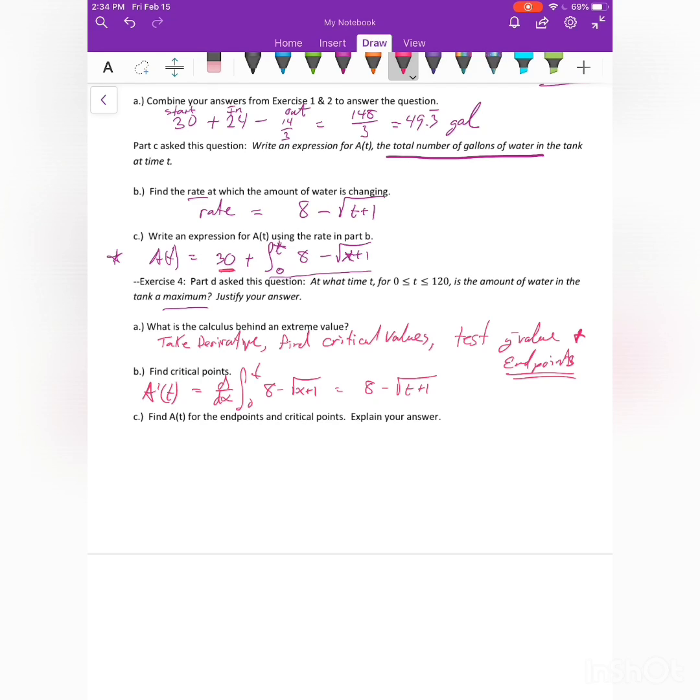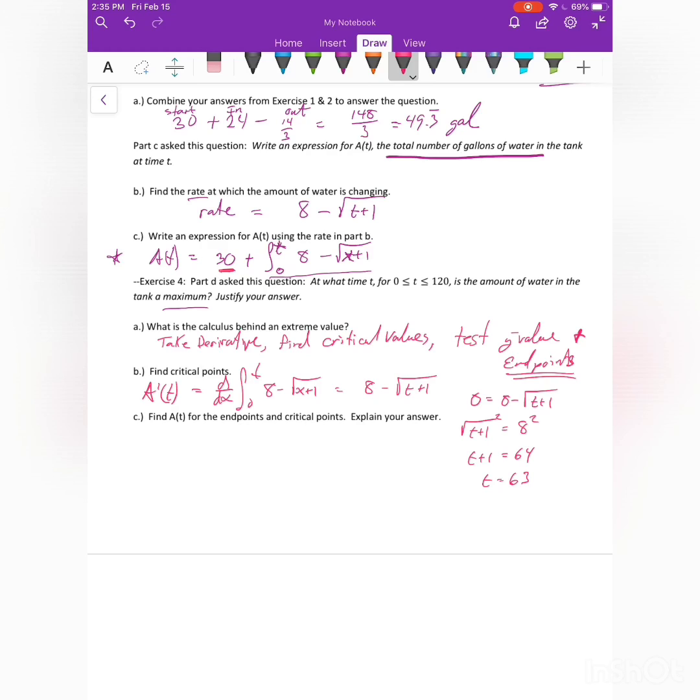So now we want to set, first of all, that'll never be undefined, right? So that's one thing. But will it ever equal 0? So 0 equals 8 minus the square root of t plus 1. I might add, over that t plus 1, to square both sides, and then subtract 1. So it appears at 63 we have a critical value. So that would be our critical value for this question.